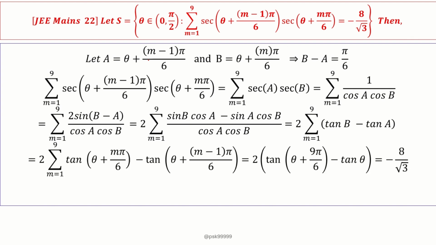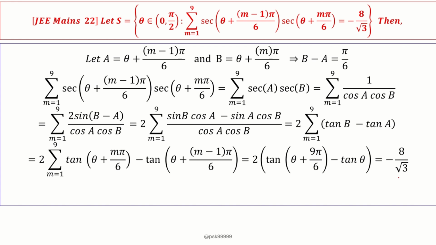So finally, if I substitute these values, what I am left with is 2 times, which is there already, tan of (theta plus 9 pi by 6) minus tan theta. These are the only two terms, the last term and the first term. Rest all gets cancelled. You can expand and see. This is equal to minus 8 divided by square root of 3. This is what is given.